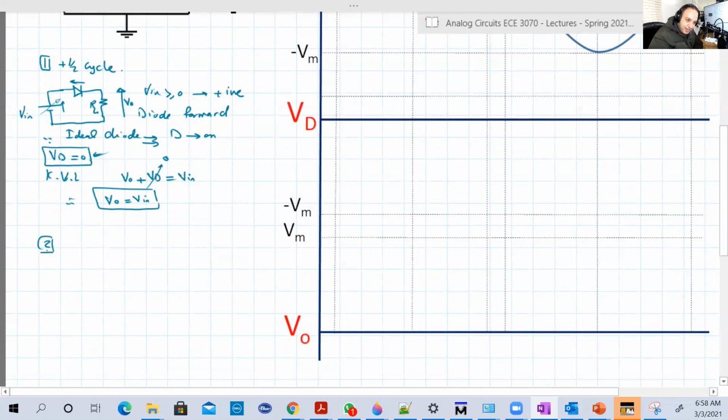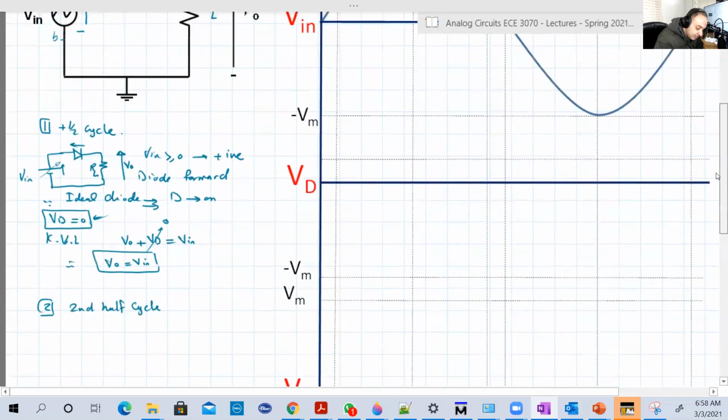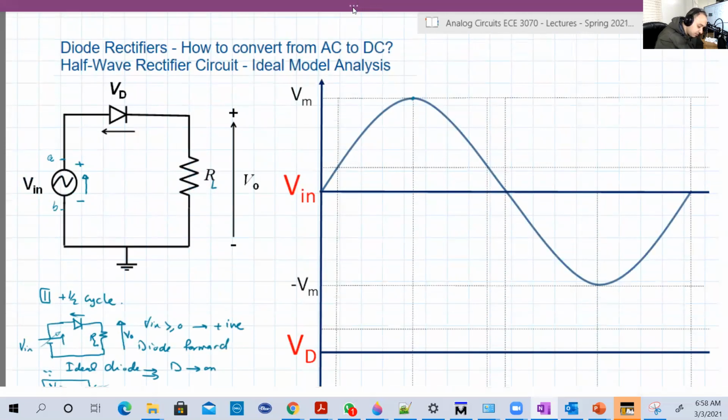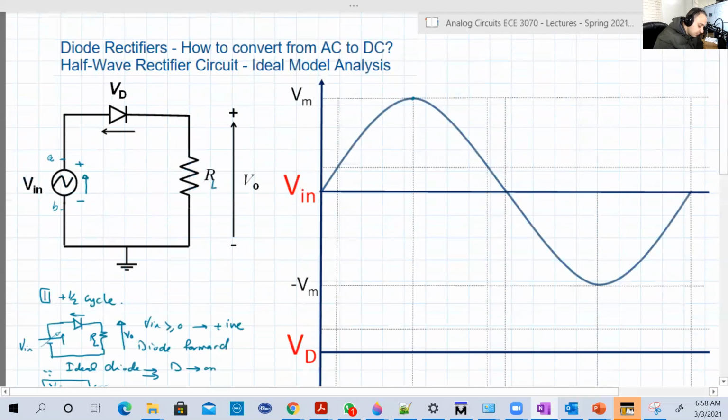Okay, the second half cycle. I will not call it negative. Okay, so the second half cycle. In the second half cycle, let's do this analysis with red, for example. We will have the negative here and the positive here. And the direction of the voltage will be in that way. But remember to flip the polarity of the signal here. So this would be our new input.